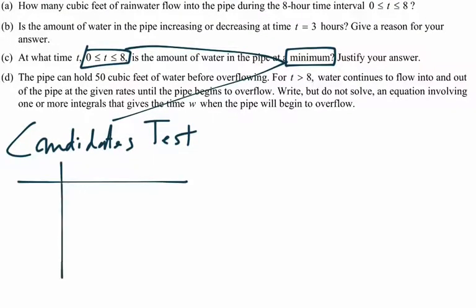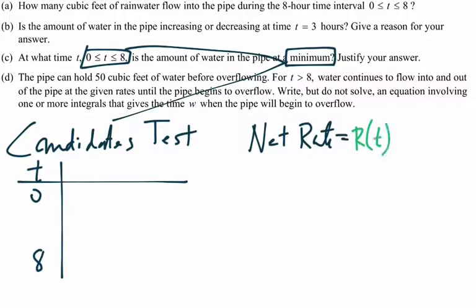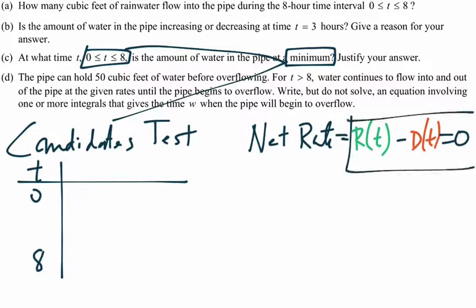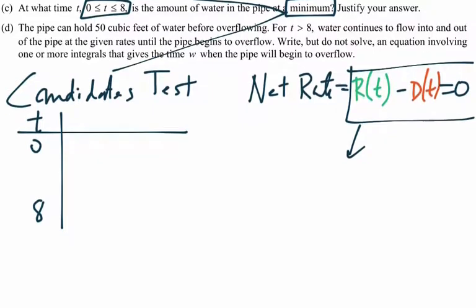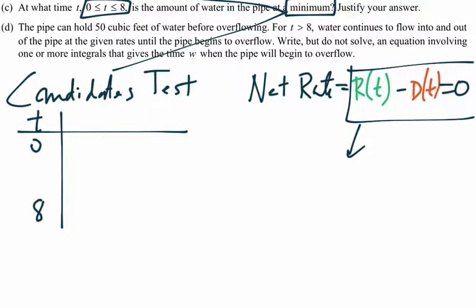So our time values here are going to be, first of all, 0 and 8, because those are our interval endpoints. And then we have to look at the graph in order to determine if we have any places where the net rate is 0. So again, the net rate is R of t minus D of t, and we want to know where this is 0. So first of all, we have to write that because we have to show what equation we're solving, and then we can use our calculator to determine this.